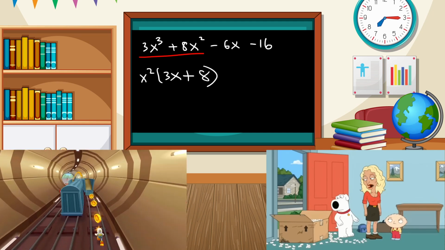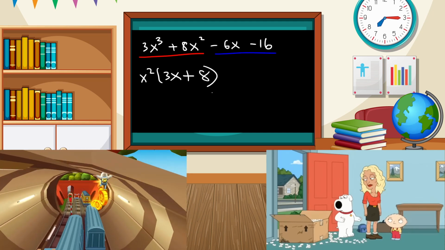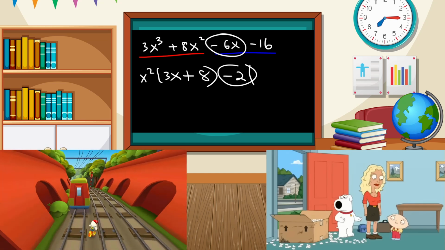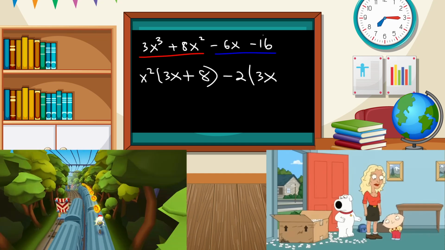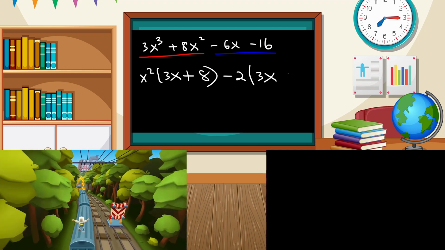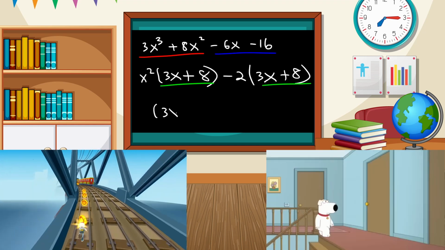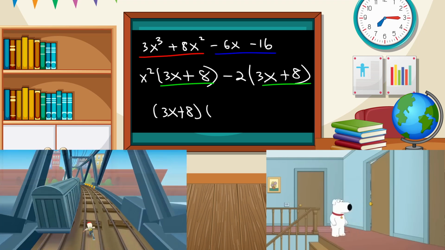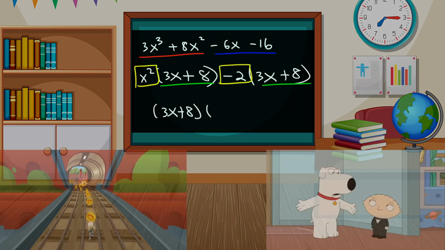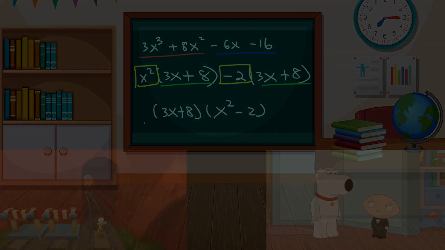Now for the last 2 terms, all we can take out is a negative 2. Negative 6x divided by negative 2 is positive 3x. Negative 16 divided by negative 2 is positive 8. So now we have a common factor, which is 3x plus 8. What we see on the outside, x squared minus 2, we're going to put that in here. And so this is the answer.